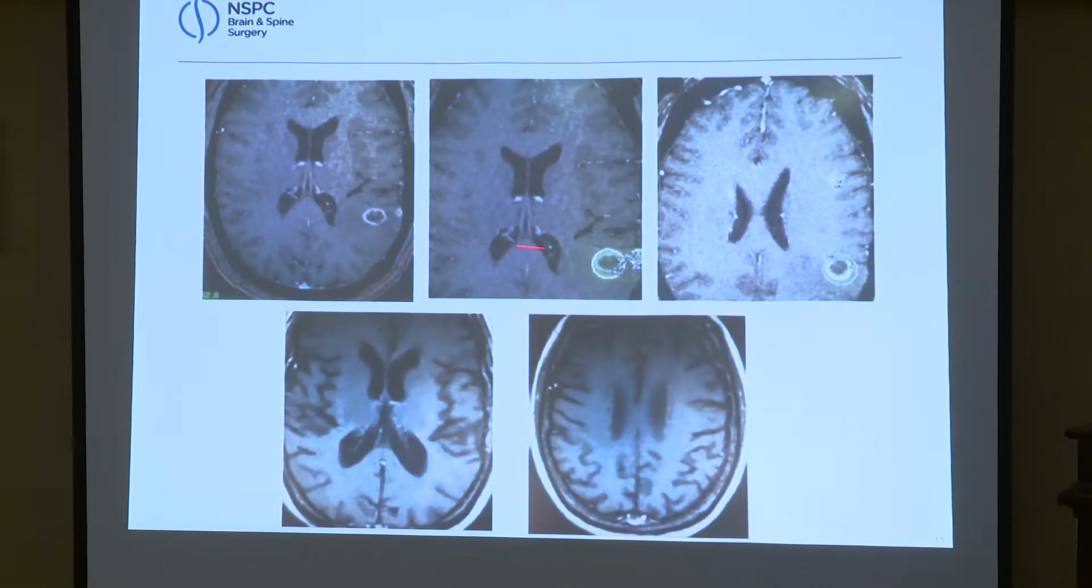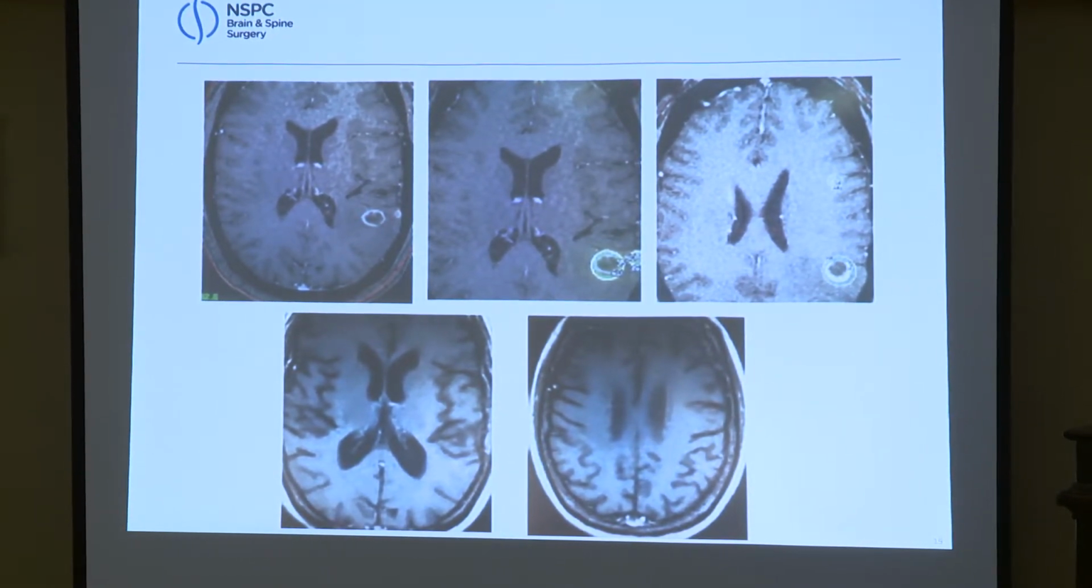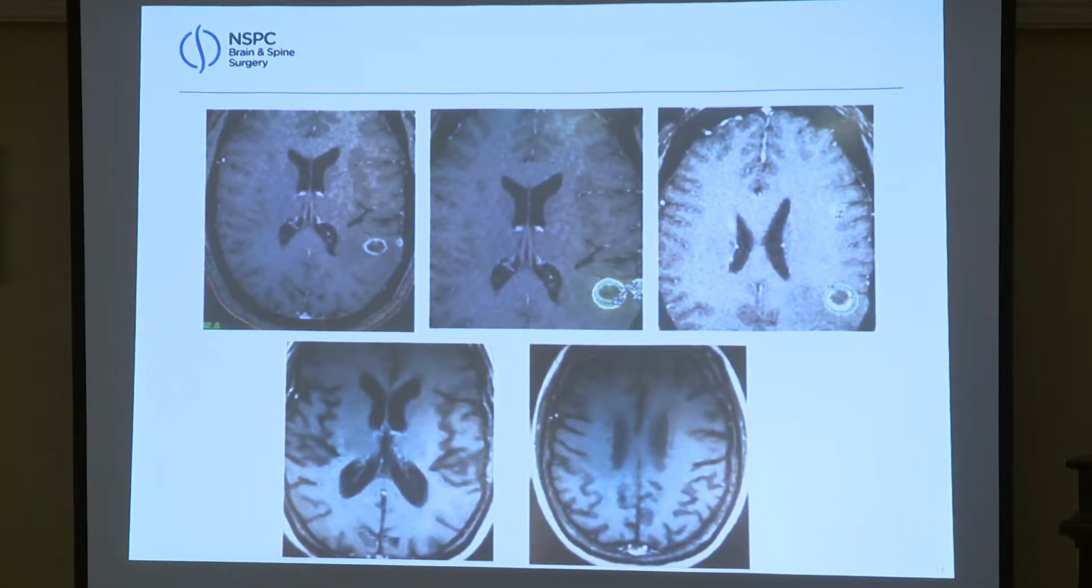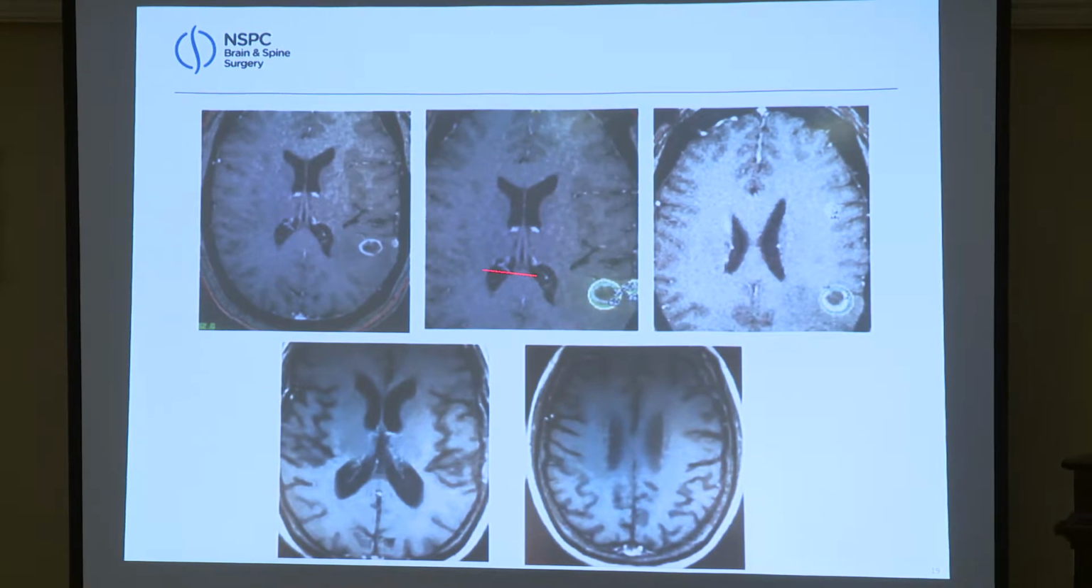So this is a lady who had 3 brain metastases from non-small cell lung cancer. There were 2 here, 1 here. We put her in for Gamma Knife, a single session, and the tumors disappeared. This is an MRI of her 6 years later. I mean, she had well-controlled systemic disease.